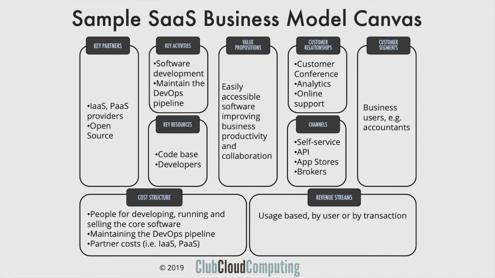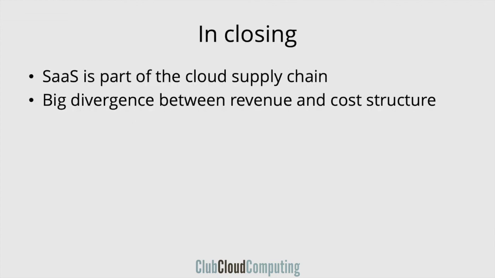A couple of interesting comments together is that there's a great disparity between the cost structure and the revenue stream. The cost is really way ahead of the revenue, and that makes it a pretty peculiar business. And if you would stop developing your software, then your revenue would carry on for a while. So kind of interesting.